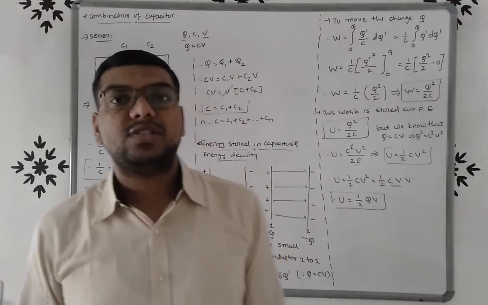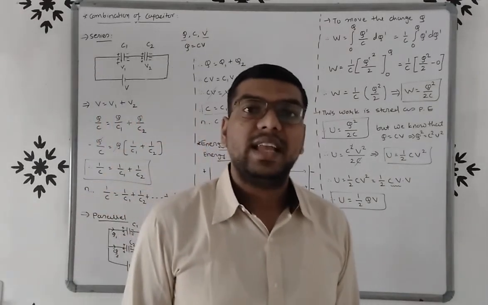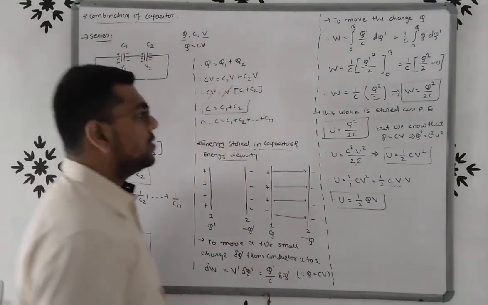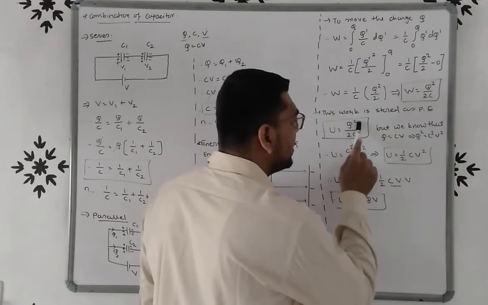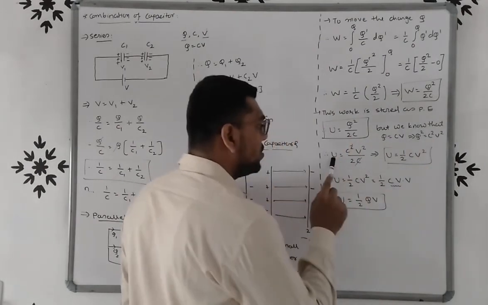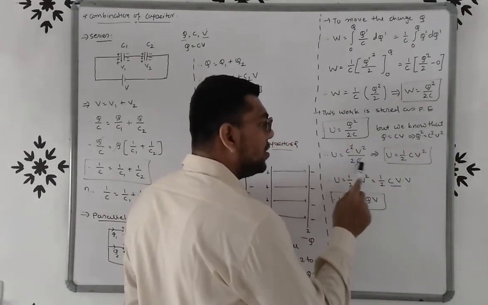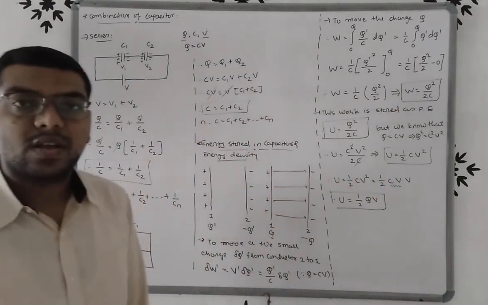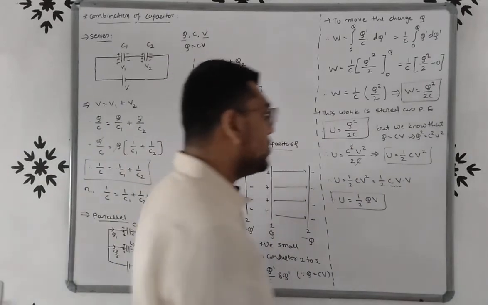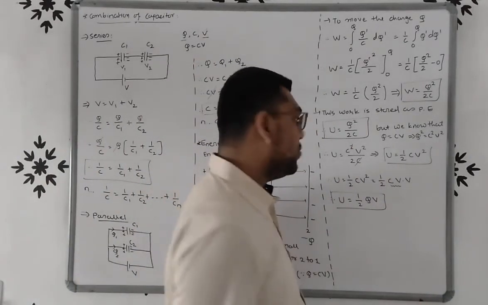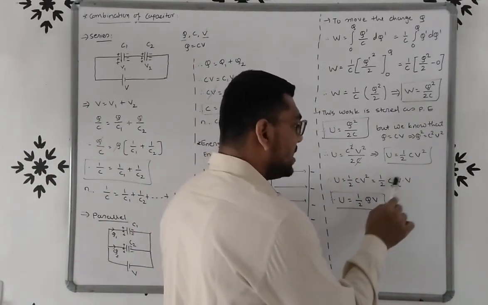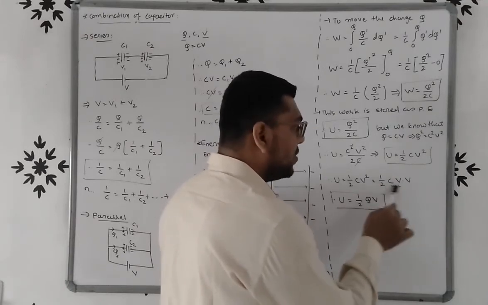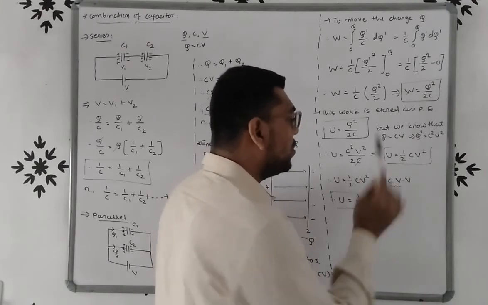So this work is stored as potential energy. So U is equal to Q square by 2C. But we know that Q is equal to CV, then Q square is C square V square. So U is equal to C square V square upon 2C. So U is equal to 1 by 2 CV square. Now instead of V square, we can write V into V. So 1 by 2 CV into V. But CV is equal to Q. So 1 by 2 Q into V.